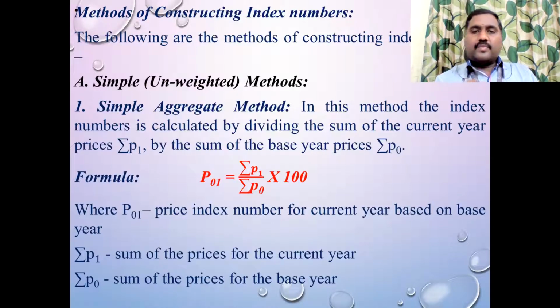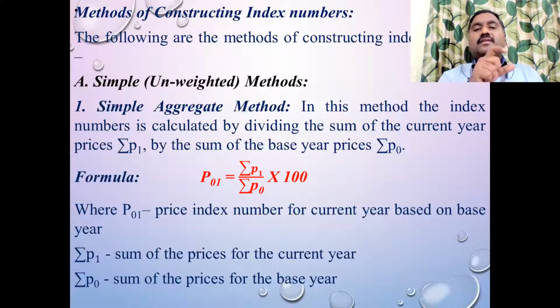Now we will work out the problem on this method. Suppose they ask you, calculate the price index number for the year 2015-16 by using the simple aggregate method. They will mention the method name. Then you need to use this formula. The formula for calculating the index number by the simple aggregate method is P01, where 01 should be in the suffix.